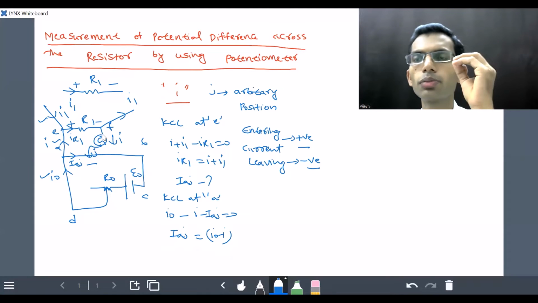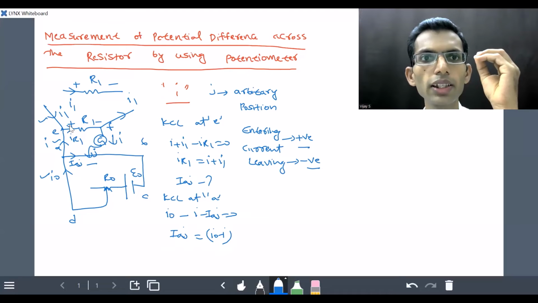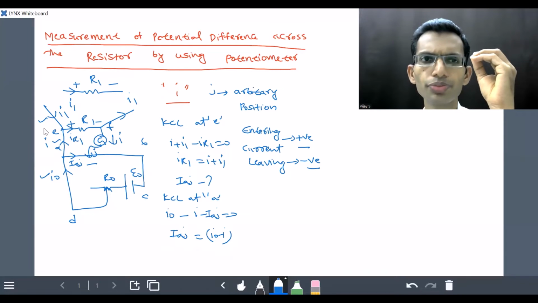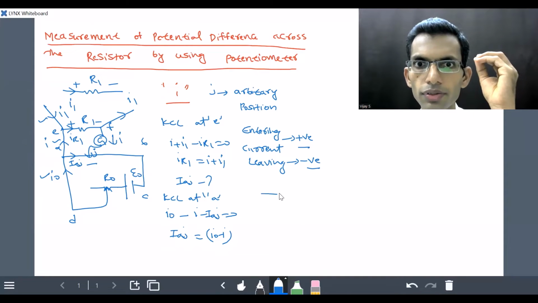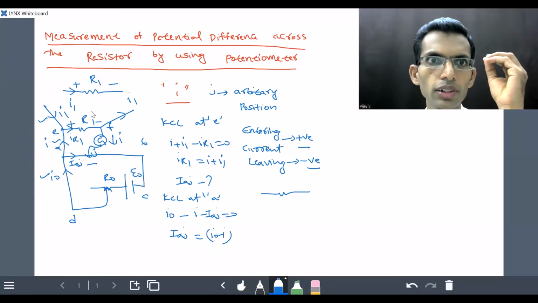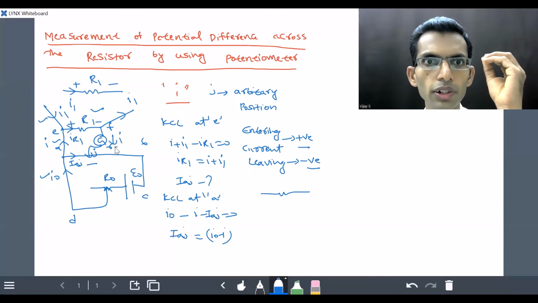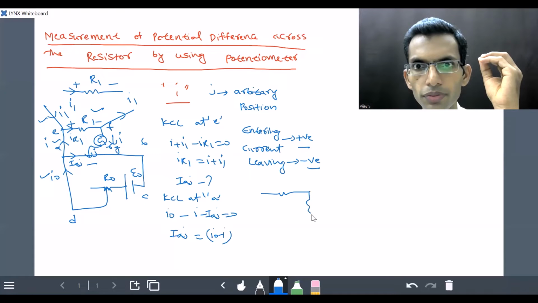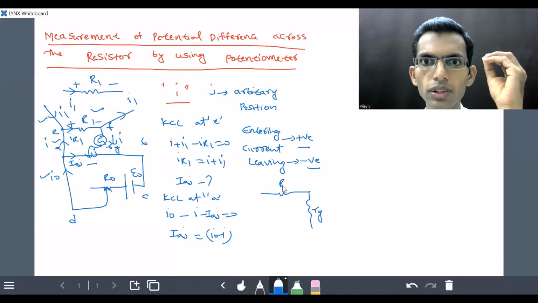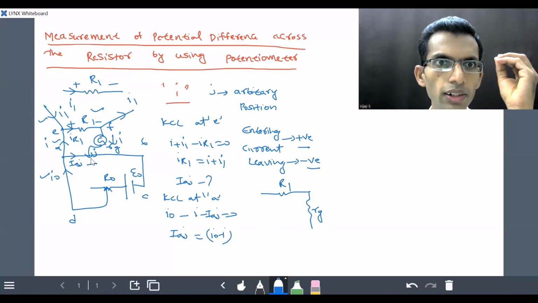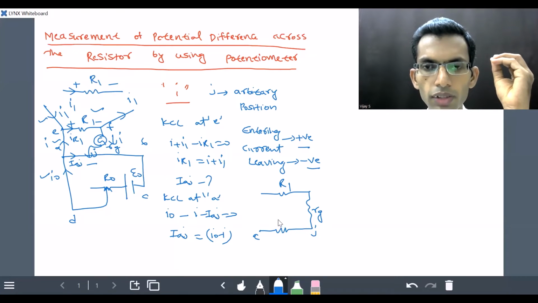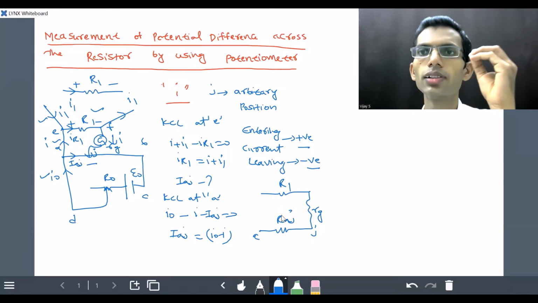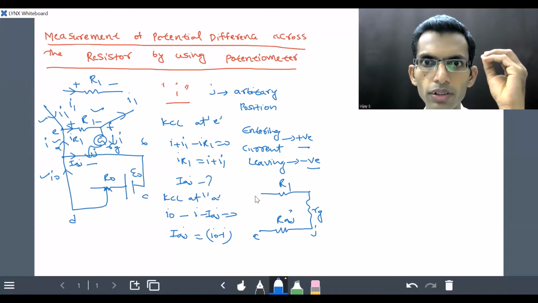In order to get the current expression, we need to apply KVL to the sub-circuit. To make things clear, let me draw the sub-circuit again. In the sub-circuit we have resistance R1 and the galvanometer. Let us say the galvanometer resistance is Rg. Now this is R1. Between A and J, what is there? A wire is there. Let us say RAJ is the resistance of the wire between A and J.